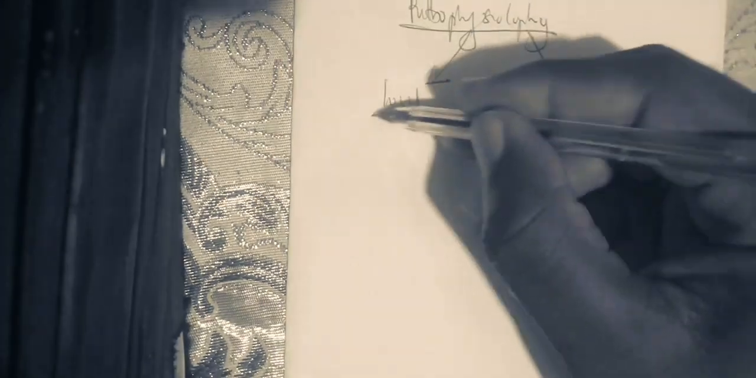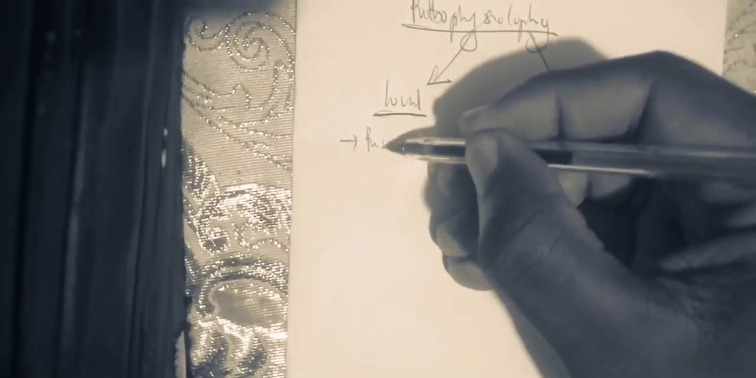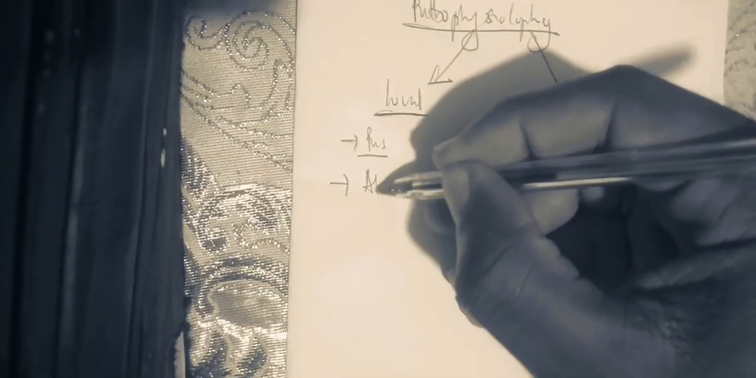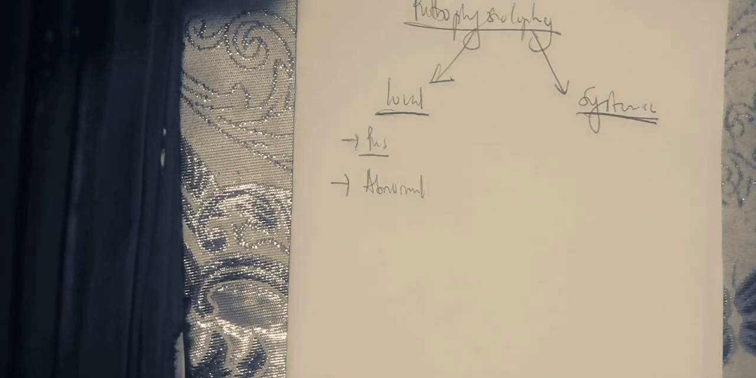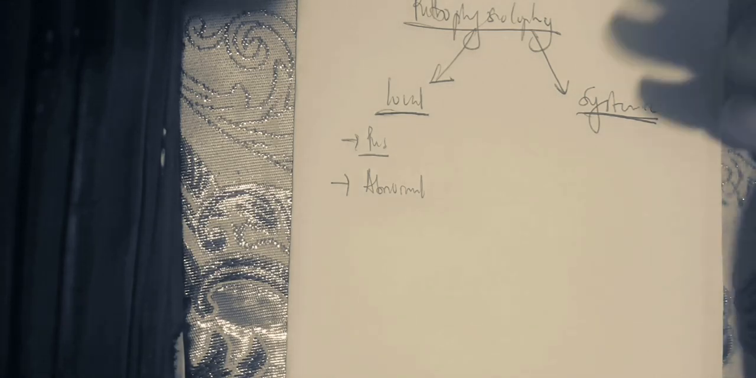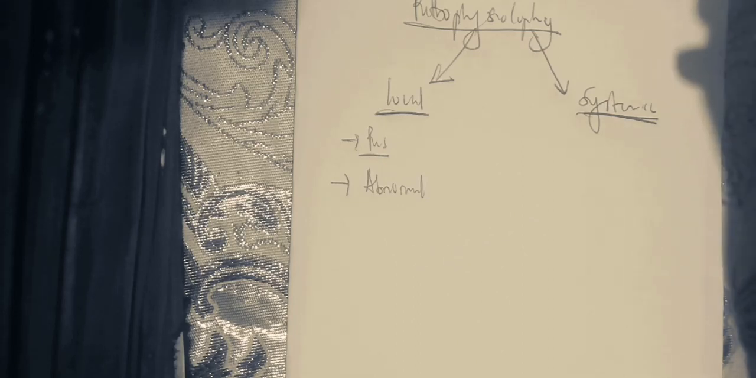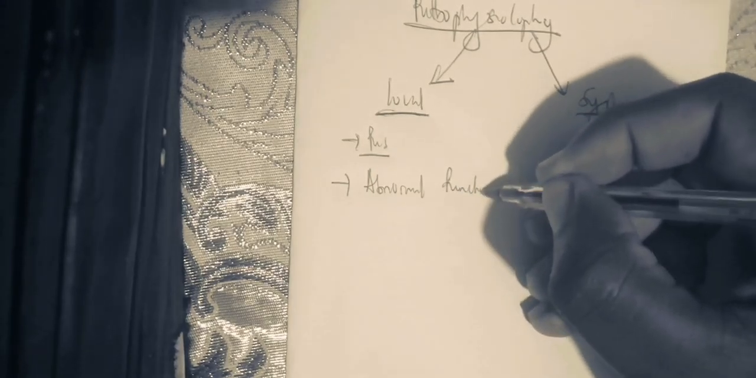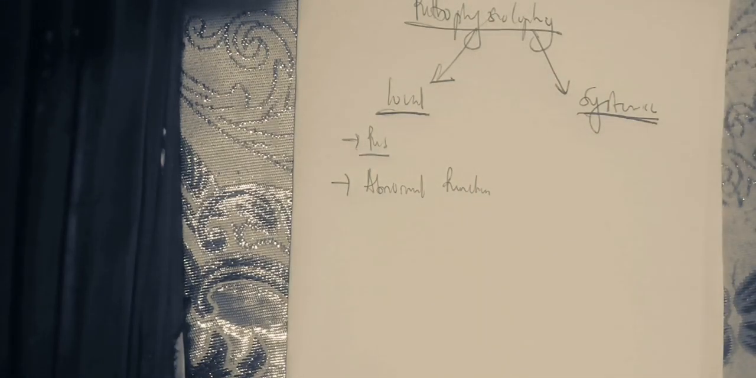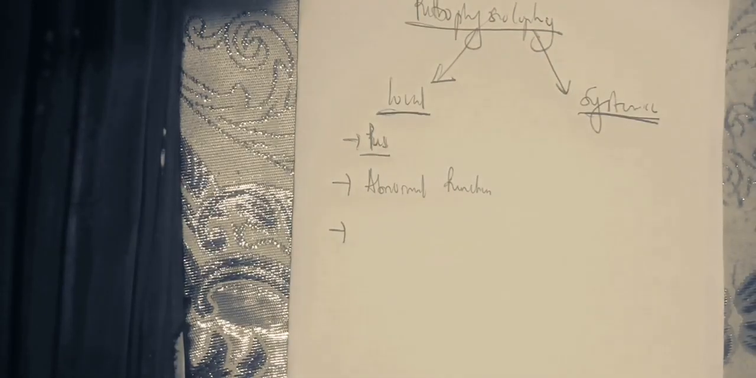Now, for the local complication, you have the formation of pus. It can result in abnormal functioning of the structure in which there is an infection. You need to know that among the signs of inflammation, there was abnormal functioning. Abnormal functioning where there is infection is also going to be involved in the pathophysiology. So you're going to have pus formation and abnormal functioning.